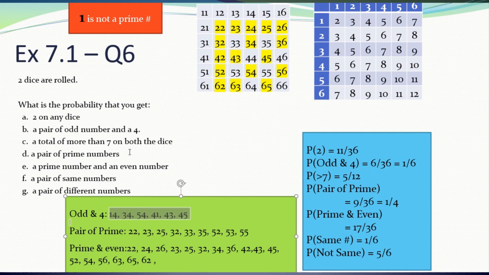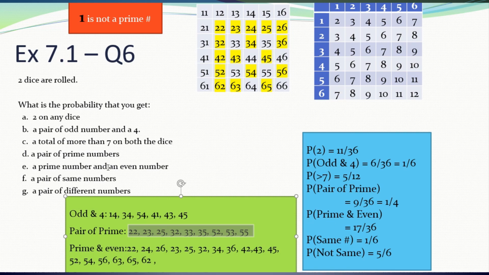A pair of prime numbers. A pair of prime numbers means both are prime numbers. So what is that? 1 is not a prime number. You have 2, 3, 5, 7, 11, that sort of thing. So all these are your pair of prime numbers. Basically from here, that will be a total of 1 out of 4.